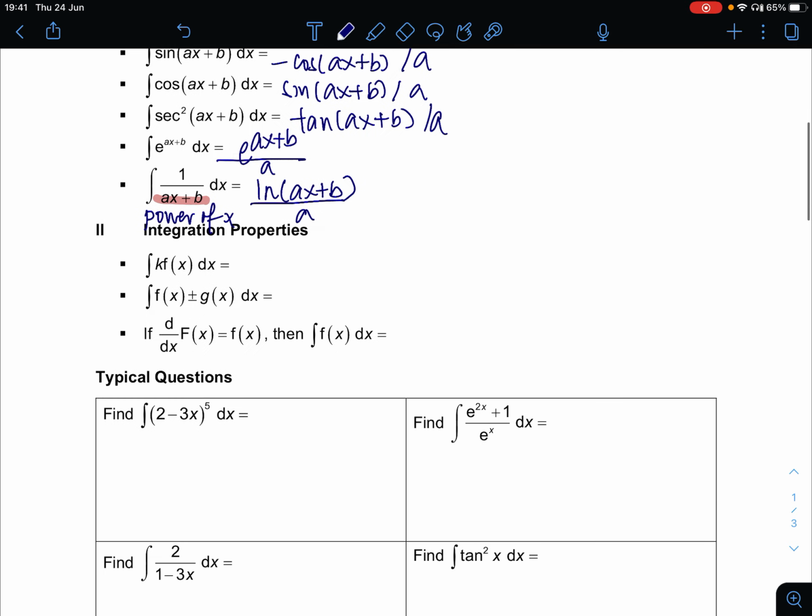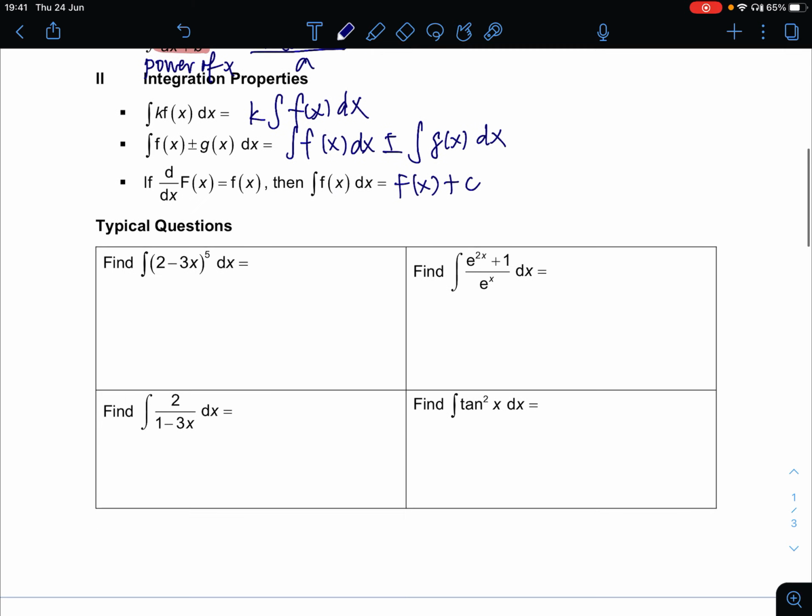Okay. Properties of integration, if you have constants, take it out to make your life easier. Plus minus then integrate is the same as integrate first then plus minus. Okay, so you can also integrate term by term. Okay, if you differentiate capital F, you get small f. Then you integrate small f, you must get capital F plus c. Okay, so I will illustrate this in more detail later. So let's look at the question.